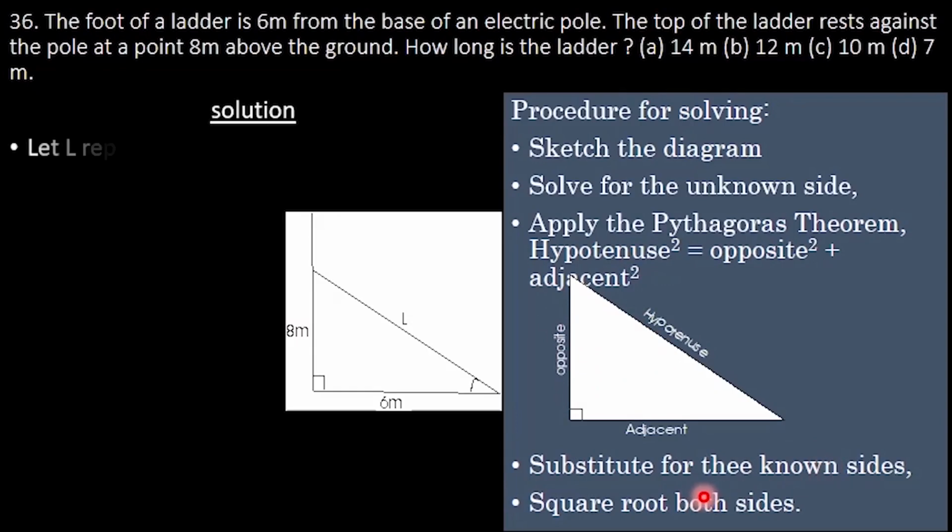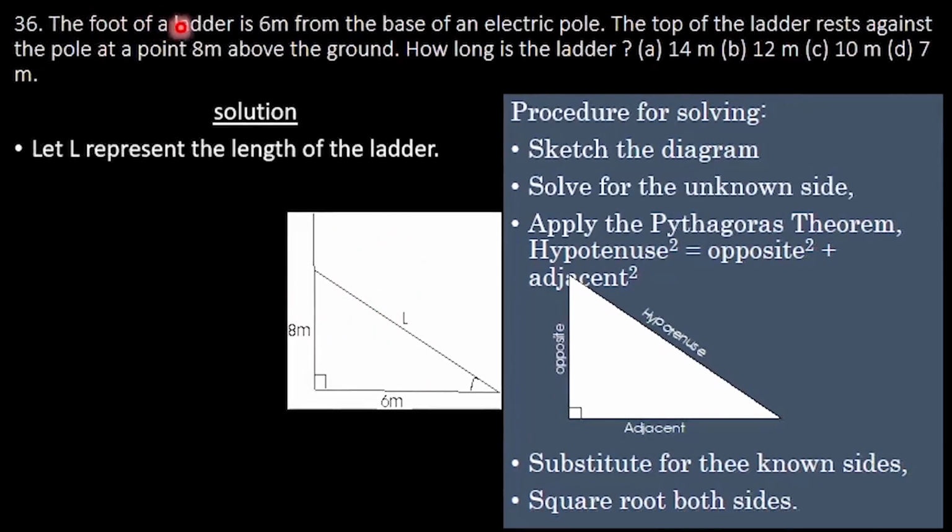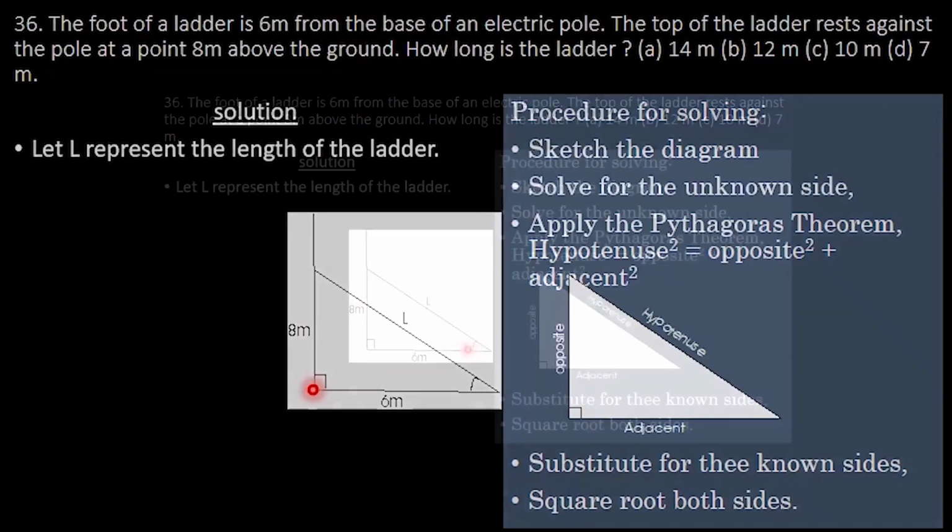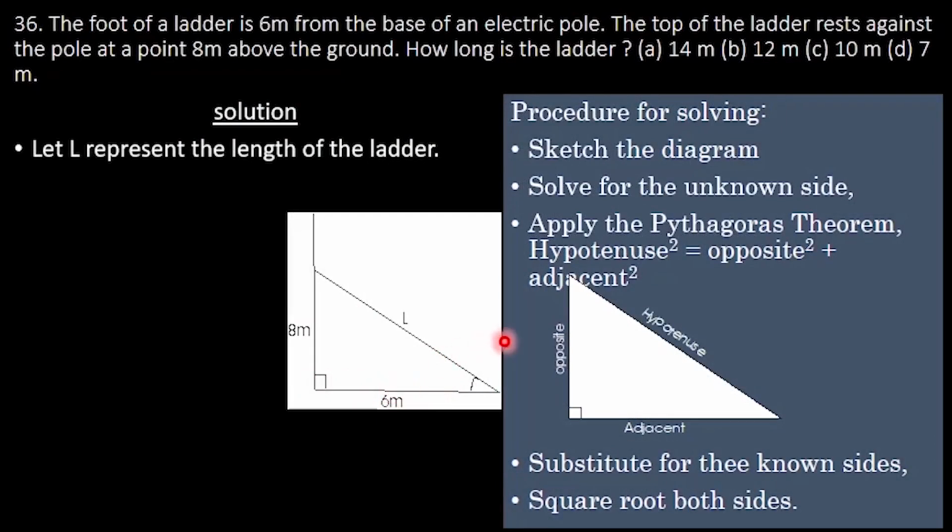Now the first thing you have to do here is to draw the diagram. They say the foot of a ladder is 6 meters from the base of an electric pole. The ladder is 6 meters away from the electric pole. That is, we have 6 meters here. Now the top of the ladder rests against the pole at a point 8 meters above the ground. Now we have 8 meters. They now ask how long is the ladder. For us to get the ladder, we need to find the hypotenuse side, the length of this hypotenuse.